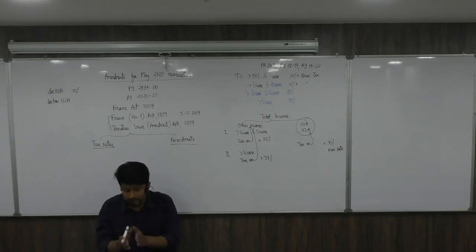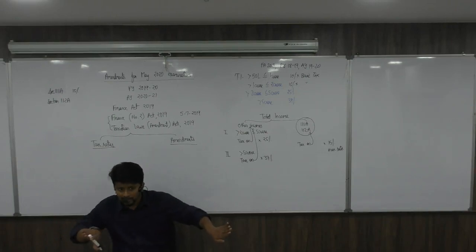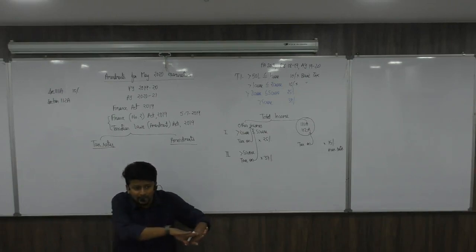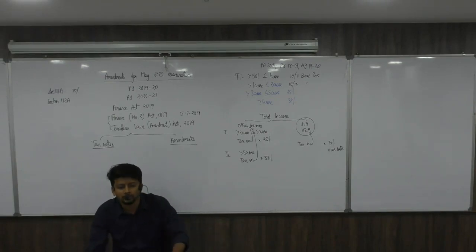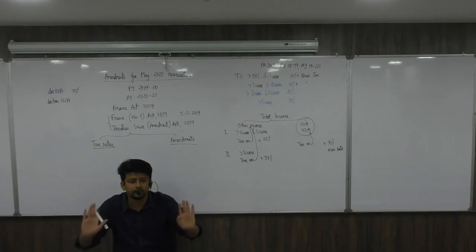Then, once I split my total income into two parts, the other incomes are less than 2 crores. But the moment I take 111A and 112A into it, the total crosses 2 crores. Now I will not apply the enhanced rate of 25%. Now I will say other income is falling below 2 crores. So, on that the surcharge rate is 15%. On 111A, 112A also the surcharge rate is 15%.